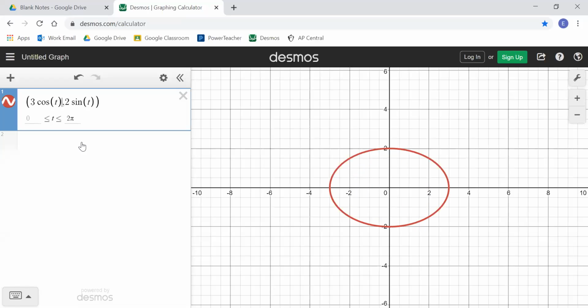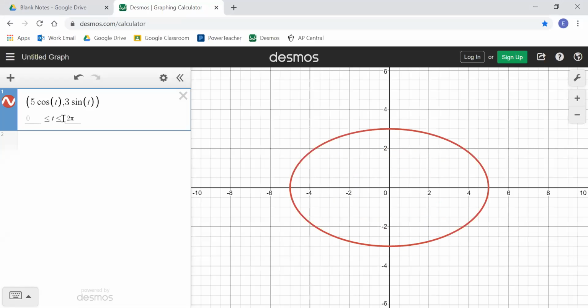Suppose I change them both to 3s. It's just going to move it out, give it a radius of 3. You probably noted as I was going through there, what happens if I change just one of these? Suppose I turn the cosine t, that's my x coordinate, into a 5. It's going to push out my x coordinates so that they go out to 5, whereas my y coordinates are still going to go only up to 3. It's going to turn it into what? What is this? Yeah, it's an ellipse. So it's going to turn it into an ellipse.